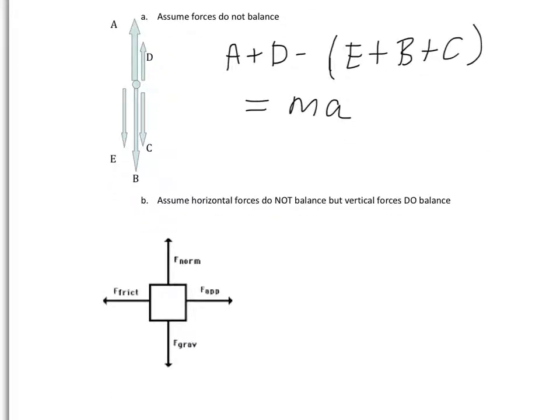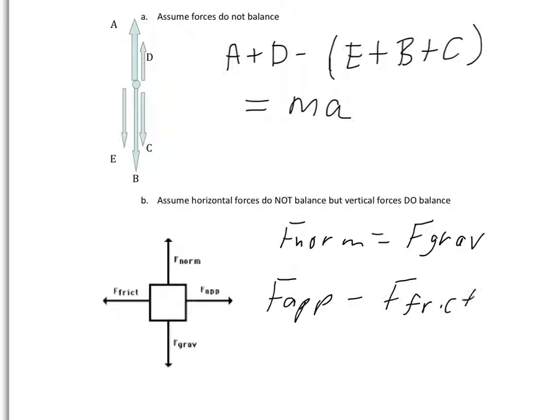Next, we have horizontal forces not balancing, and then vertical do. So let's balance the vertical. That's going to be F norm balances F grav. And then in the horizontal direction, since they don't balance, we're going to have the applied force competing with friction, and the effect is that the mass will accelerate in that direction.